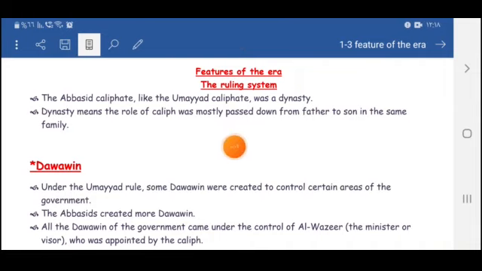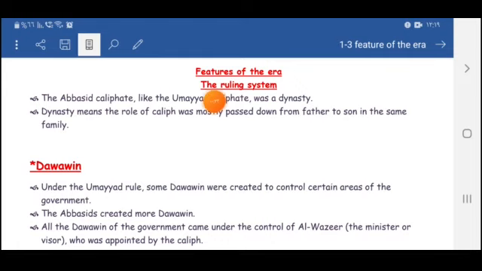Today, inshallah, we are going to start a new lesson, which is lesson 3. It is about the features of the era. And when I say the features of the era, I mean all the features that mark the era of the Abbasid Caliphate, which continued for more than 500 years.